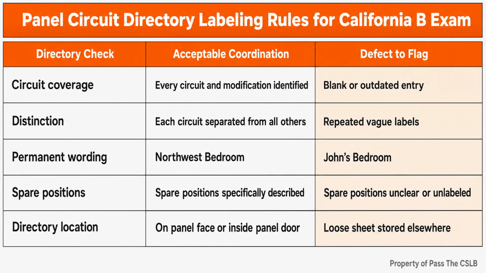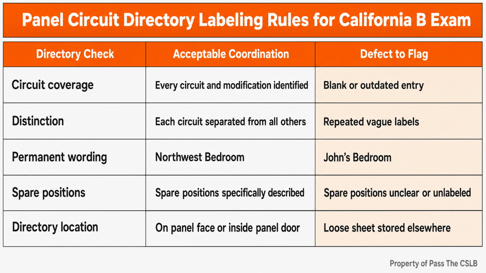I put a comparison table on screen that reduces the directory check to a few field questions. Is every circuit identified? Are modifications reflected? Does each description distinguish the circuit? Are spare positions described?